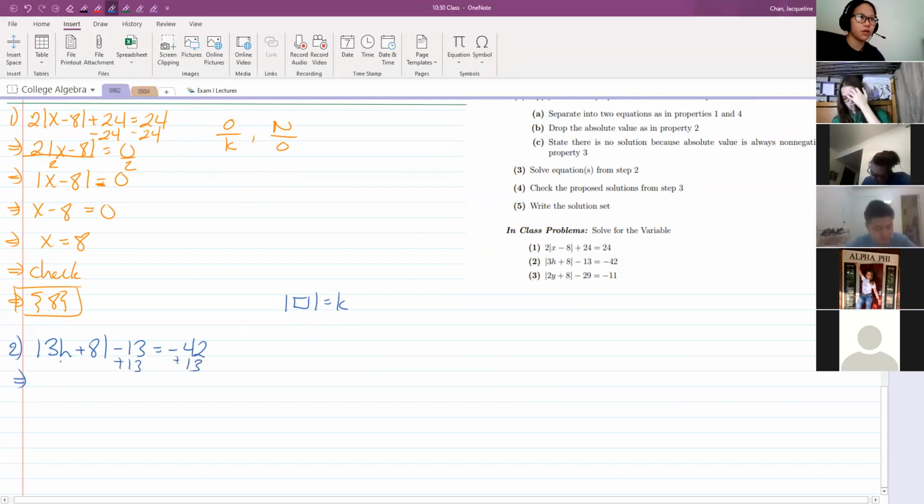Can someone tell me what is negative 42 plus 13? Negative 29. Perfect. It's just 42 minus 13, get 29, and we keep the sign of the bigger number, which is the negative, which is negative 42. Okay. What next?